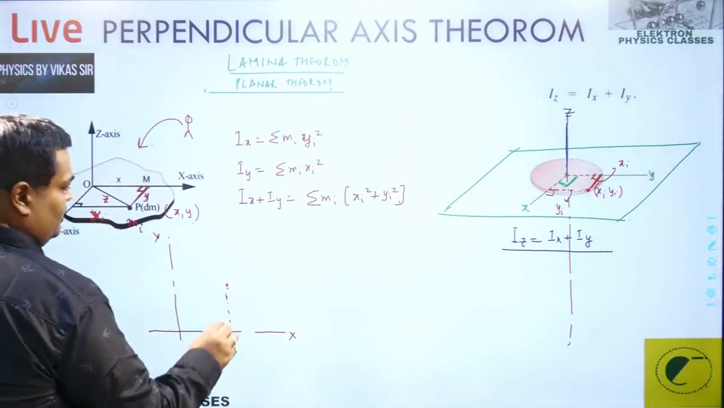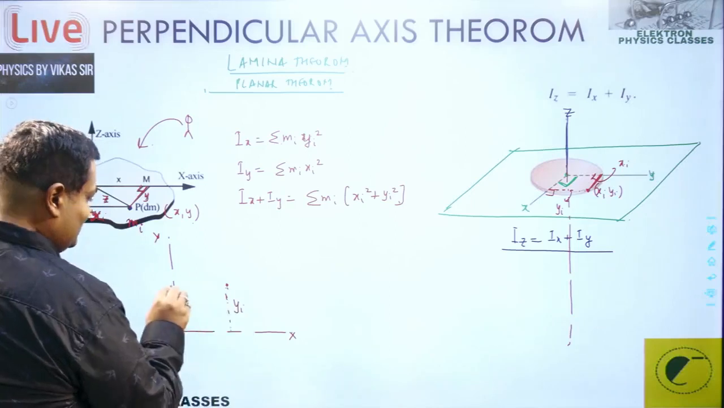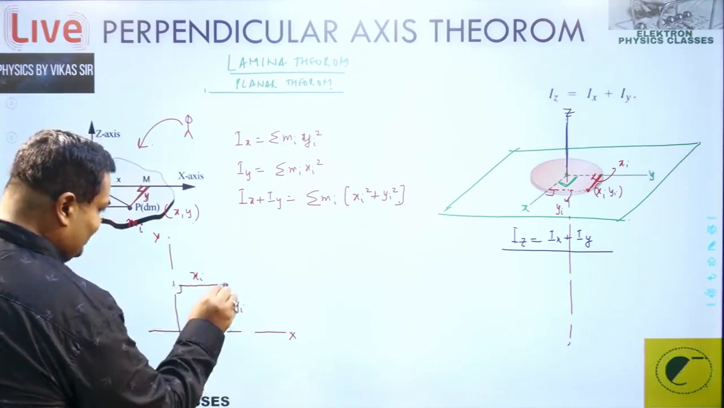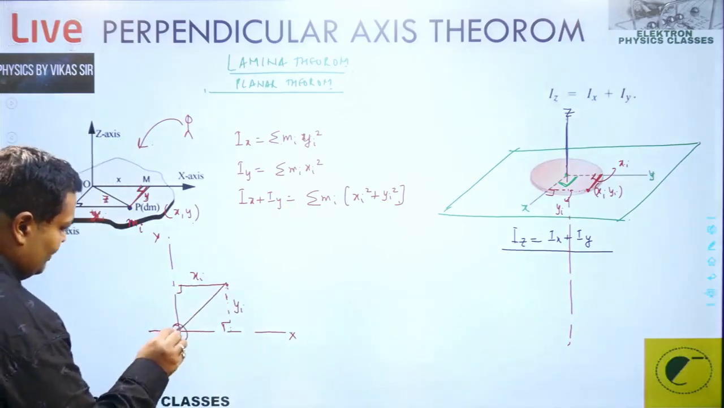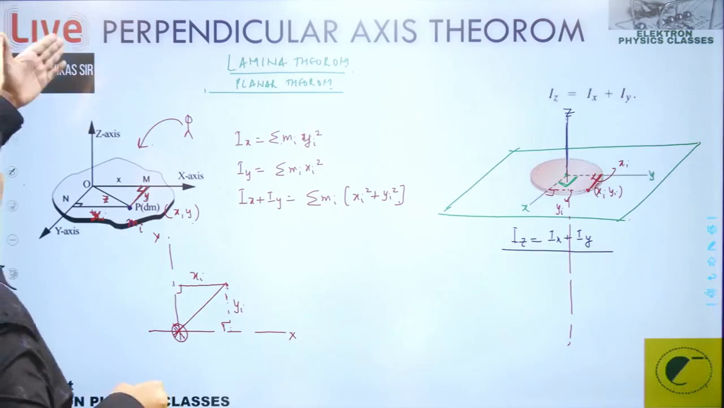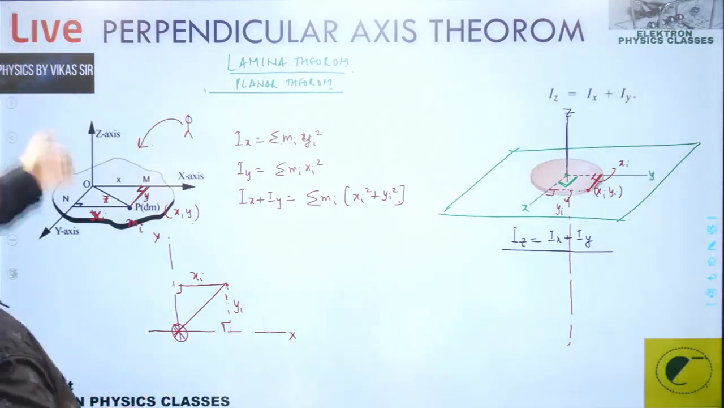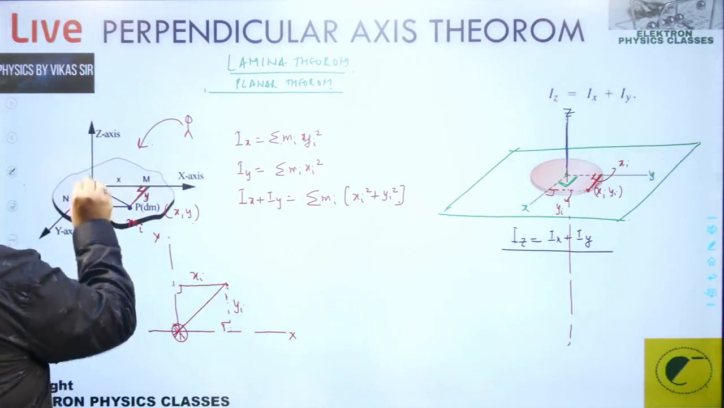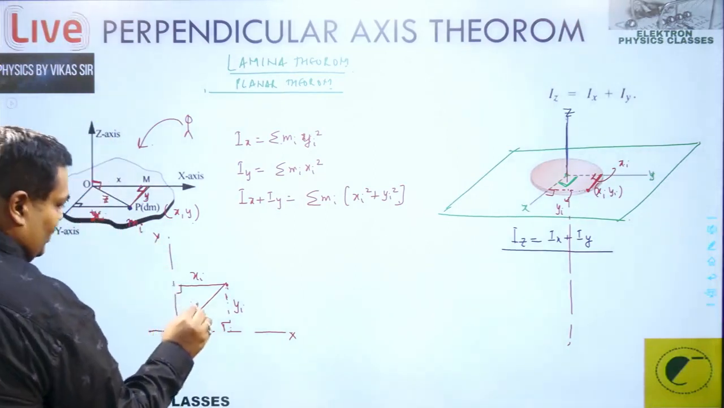This distance becomes how much? Yi. This distance becomes how much? Xi. That's the perpendicular distance. And what about this distance? From here, we have that z-axis perpendicular to the plane. And from the top view, it looks like this. And exactly it is the z-axis. So that's the distance z. That's the distance z from the z-axis, this one.